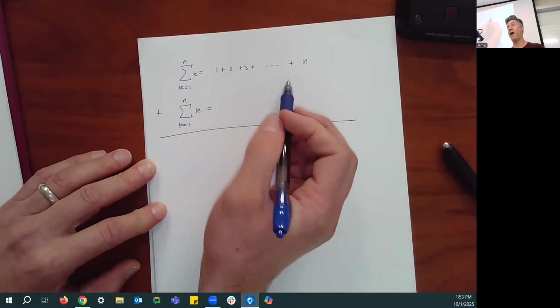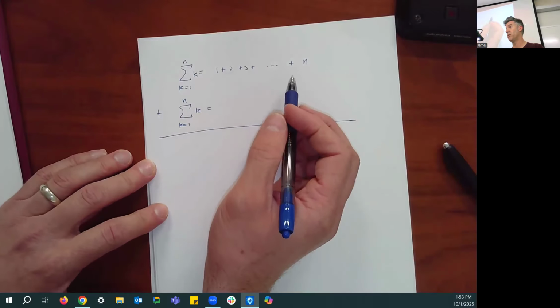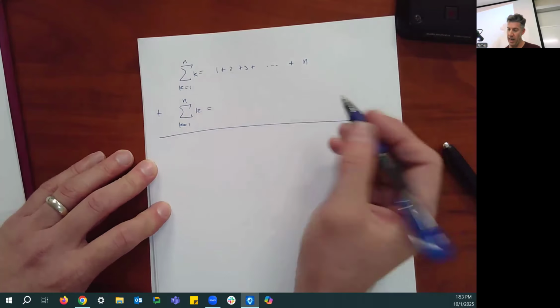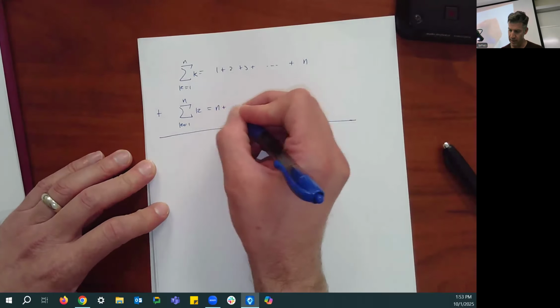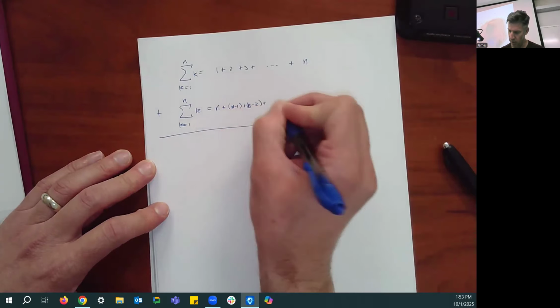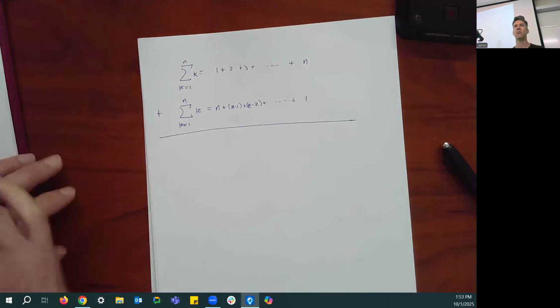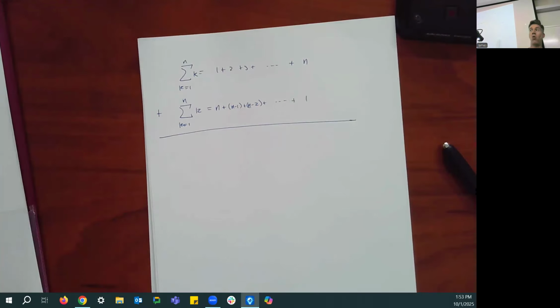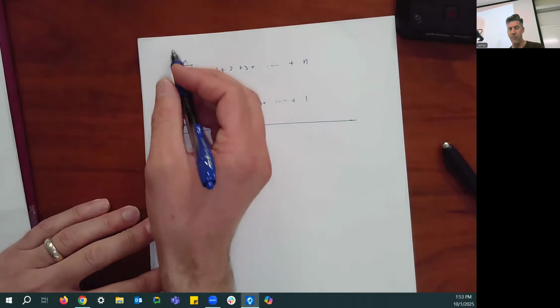But this time when I write it, I'm going to write it in reverse order. So instead of 1 plus 2 plus 3 plus all the way to n, I'm going to write it as n plus n minus 1 plus n minus 2 plus all the way to 1. Still the same numbers. Doesn't matter what order you add things up together in. Things add together in the same way, regardless of the order. Not true for subtraction. But now we're going to add these vertically.